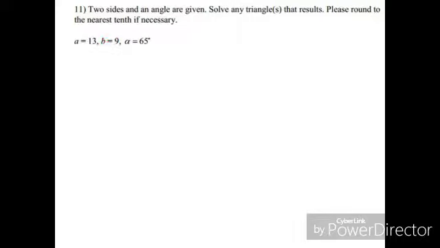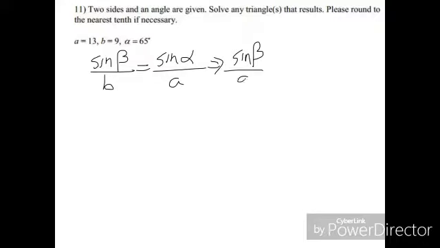Let's set up this law of sines. It would be sine beta over B equals sine alpha over A. So this is sine beta over 9 equals sine 65 degrees over 13. So this would give us sine beta equals... There we go. On your calculator, make sure you are in degree mode, and it gives you 0.627-ish.